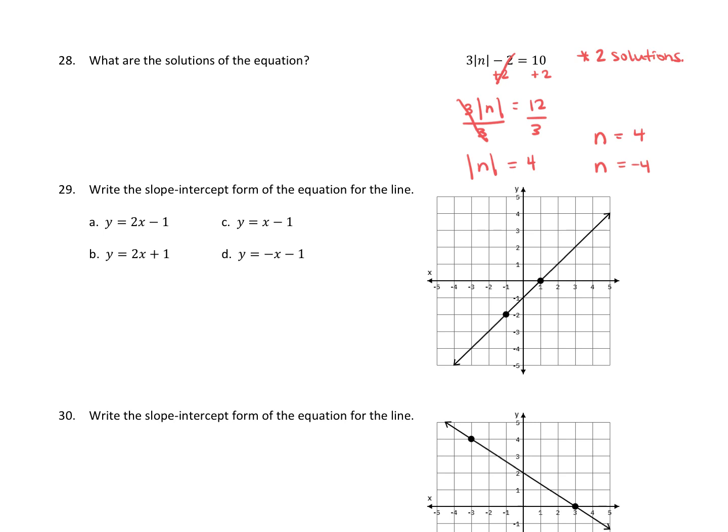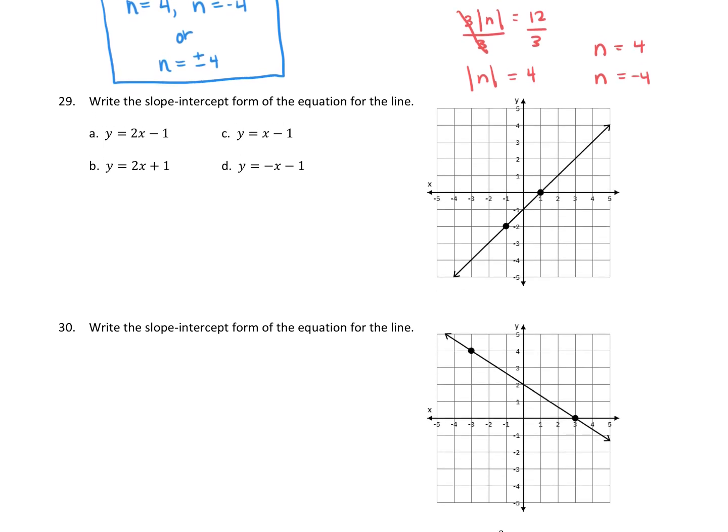So n is equal to 4, and n is equal to negative 4. Or you could write that n is equal to a positive and a negative 4. So absolute value equations have two solutions. It's really easy to forget this second one because you'll get n equals 4 just naturally, but we have to remember, oh, what's the other one? And that's how we get the other one.